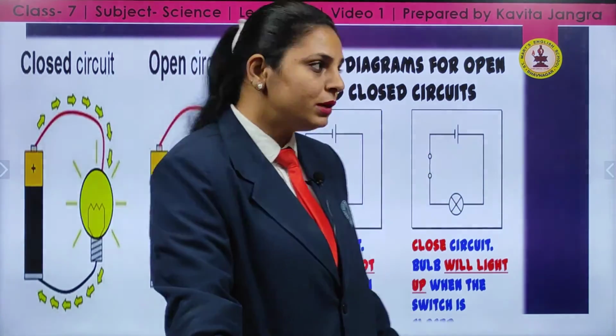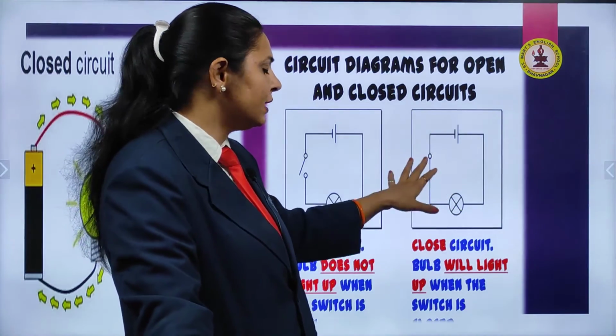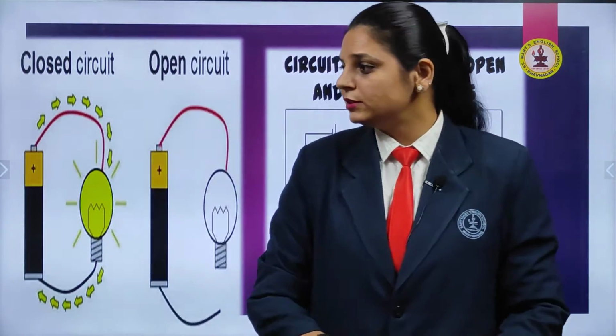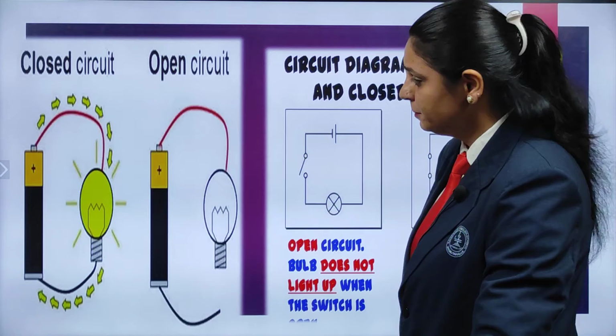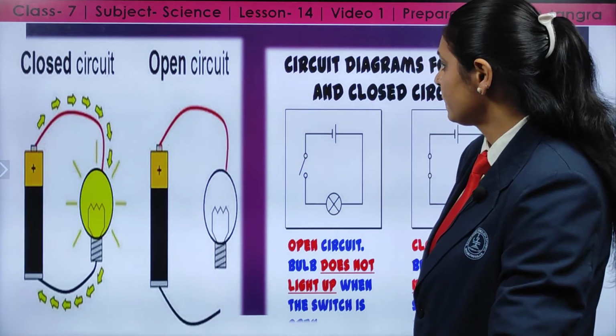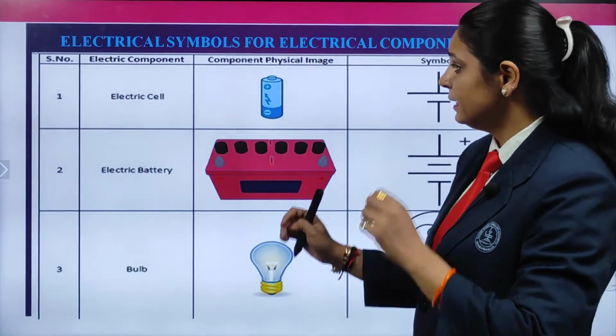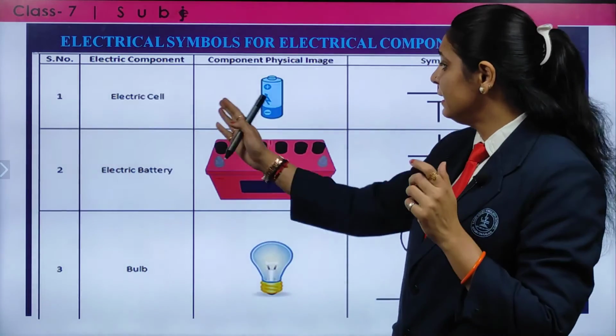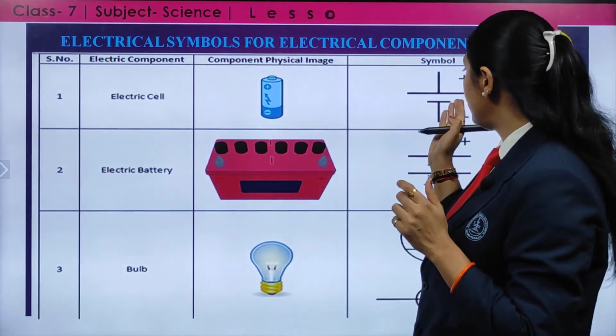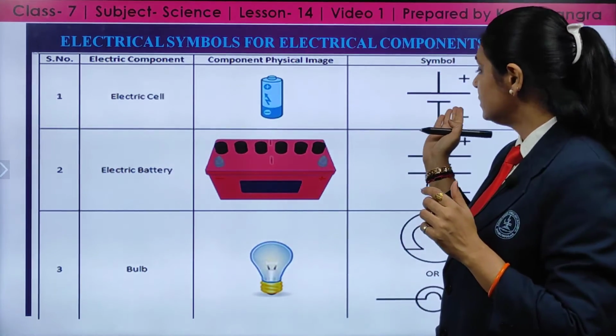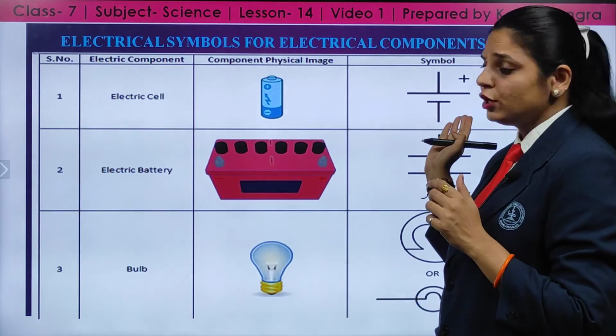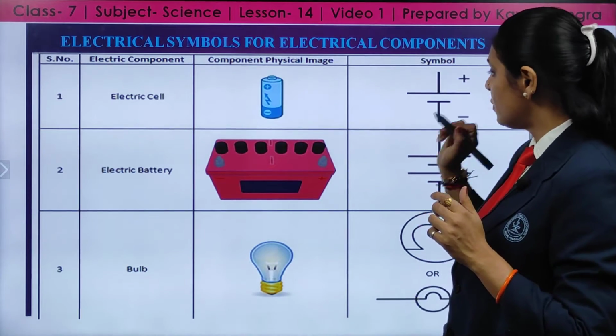In which case will it work? In the case of a closed circuit it will work, not in an open circuit. So next we have the electrical symbols. We have started with the electric cell. It is represented by a thin line and a thick, short line. This is for negative, this is for positive.